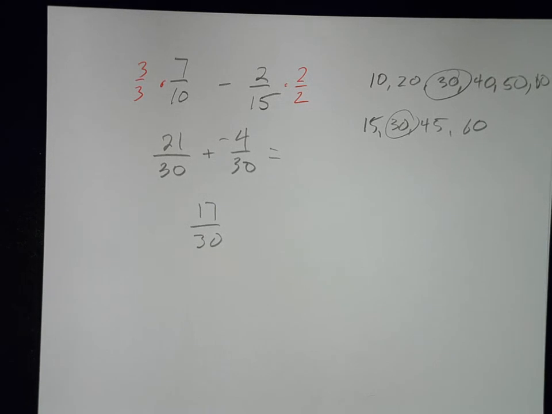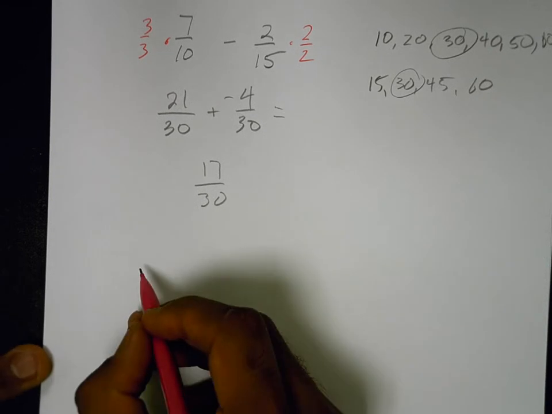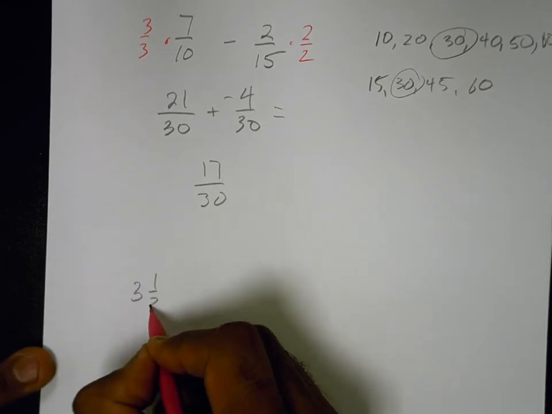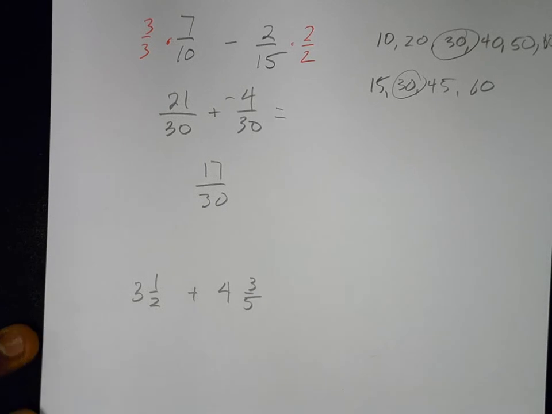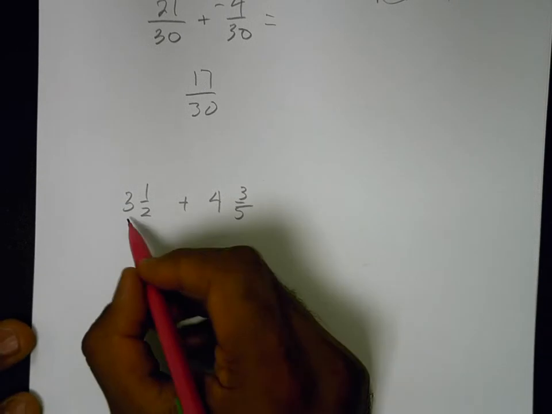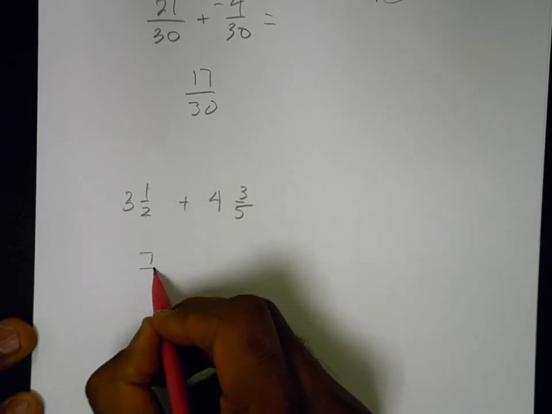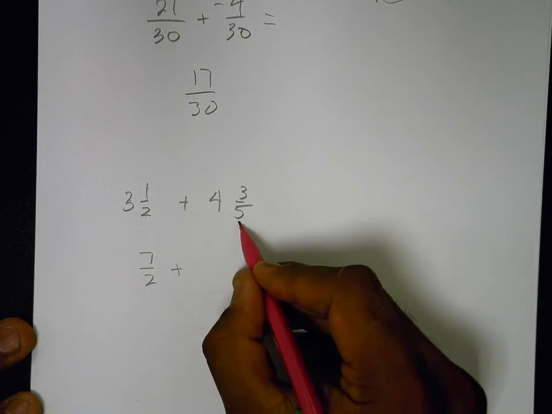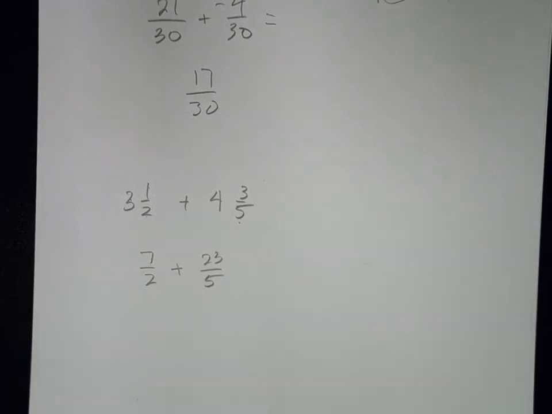Okay. Let's try another one with some mixed numbers. 3 1/2 plus 4 3/5. Looking at this one, I'm going to turn them into improper fractions first. So multiply here and then add there. So 7 over 2 plus 23 over 5, keeping the same denominator.